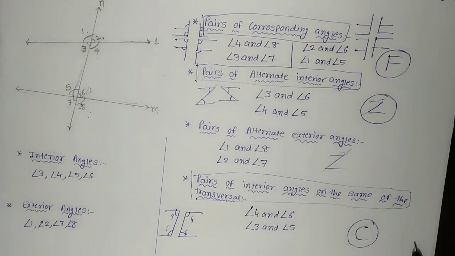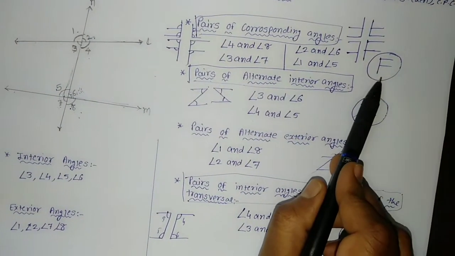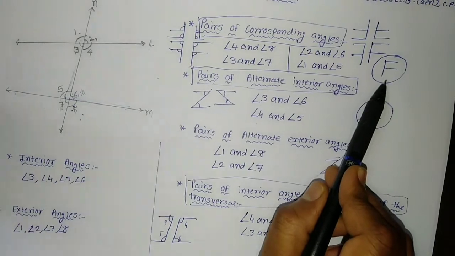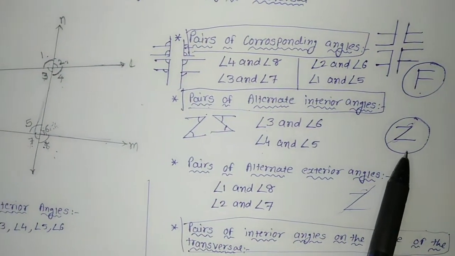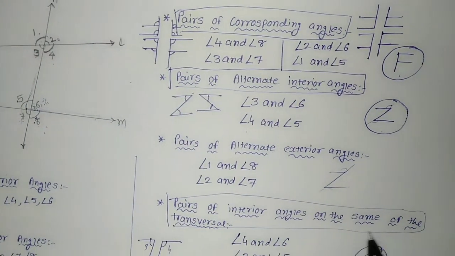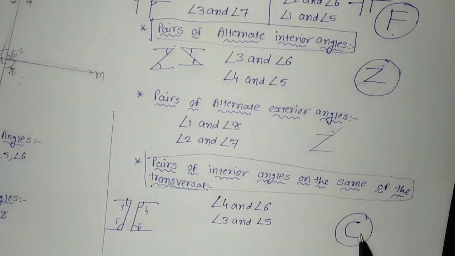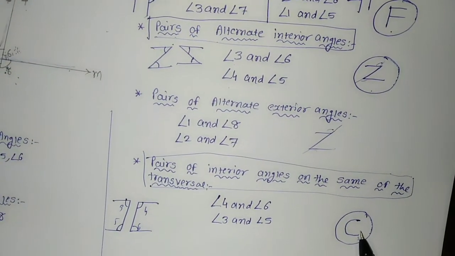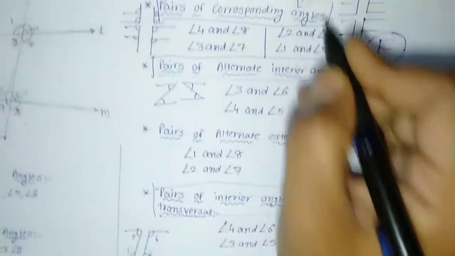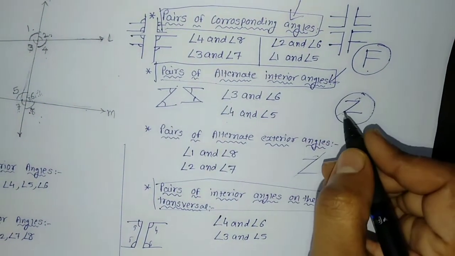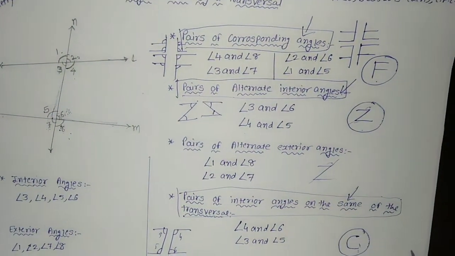When we are talking about this, we'll just revise it again. Pairs of corresponding angles, which symbol do you have to remember? Symbol F. When we are talking about pairs of alternate angles, which symbol do we have to remember? We have to remember Z. Pairs of interior angles on the same side of the transversal, which symbol do we have to remember? We have to remember C. Where does it form? Then again we will see these are the three most important things: pairs of corresponding angles, pairs of alternate interior angles, and pairs of interior angles on the same side of the transversal.